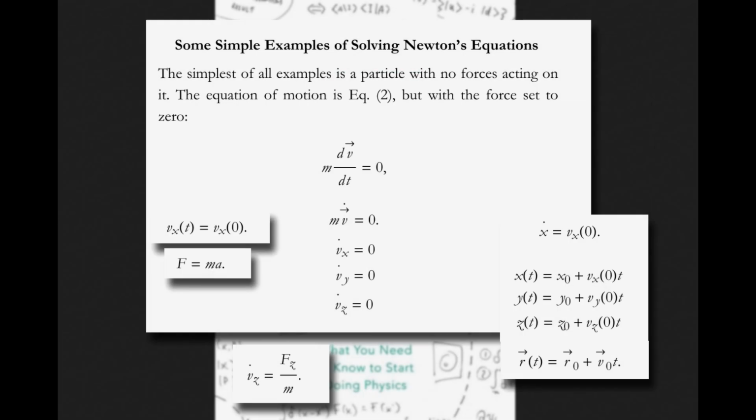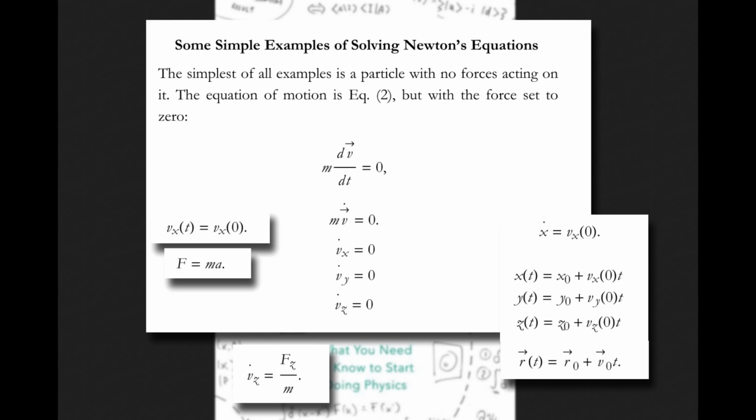Some simple examples of solving Newton's equations. The simplest of all examples is a particle with no forces acting on it. The equation of motion is equation 2, but with force set to 0: m times the time derivative of vector v equals 0. Or using the dot notation for time derivative, m v-dot equals 0. We can drop the factor of mass and write the equation in component form as v-dot x equals 0, v-dot y equals 0, and v-dot z equals 0.